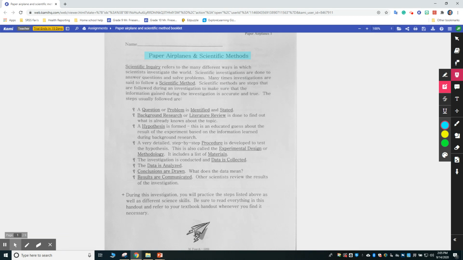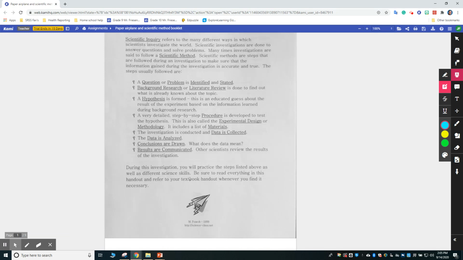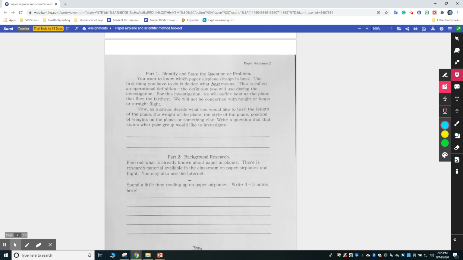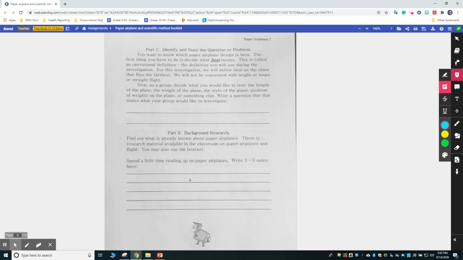During this investigation, you will practice the steps listed as well as different scientific skills. Okay. Be sure to read everything in the handout and in the instructions that I give you throughout. Part 1. Identify and state the question or problem. So you want to know which paper airplane design is best.